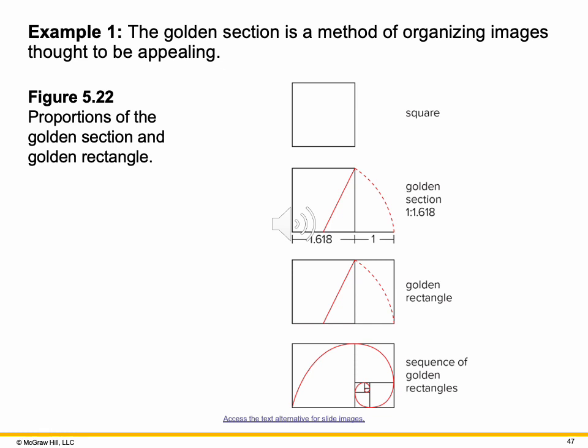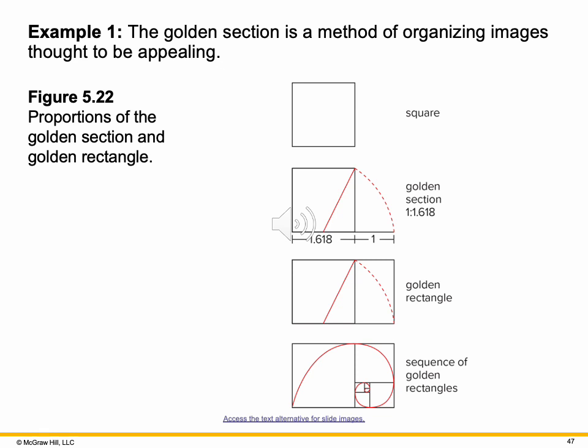The ratio of the 2 segments works out as approximately 1 to 1.618. The golden section is more easily constructed than it is explained. In this figure, let's go through the steps: a square, its golden section, the golden rectangle, a sequence of golden rectangles.